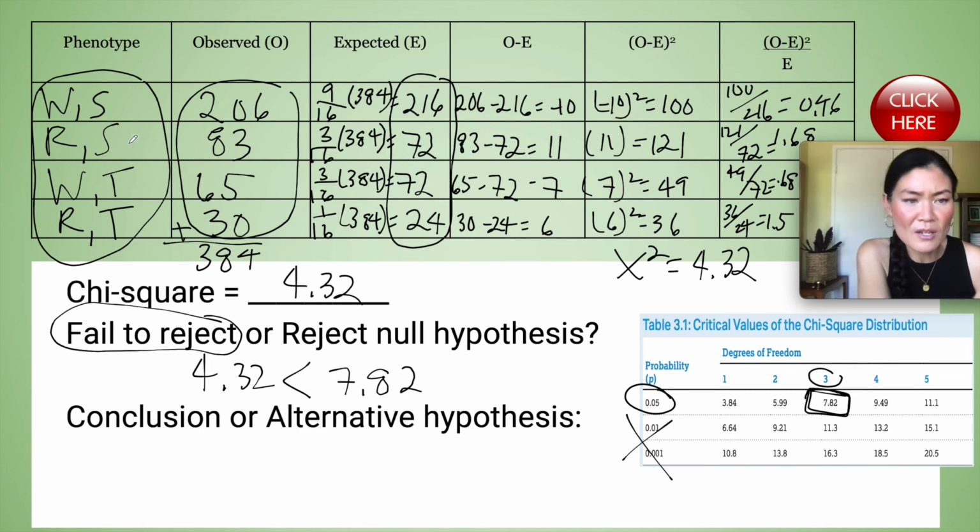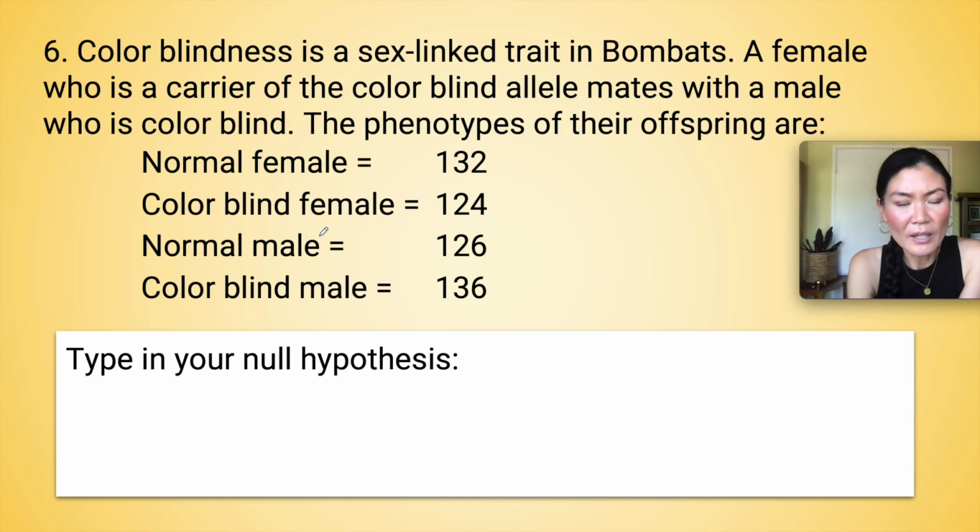So if you cross two heterozygotes, you should get this 9-3-3-1 ratio in a dihybrid cross. All right, and then there's also sex linkage that you can do this chi-square analysis with.